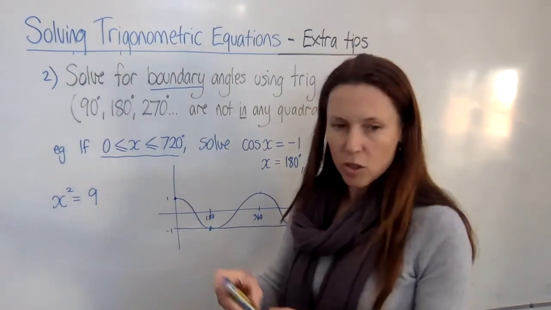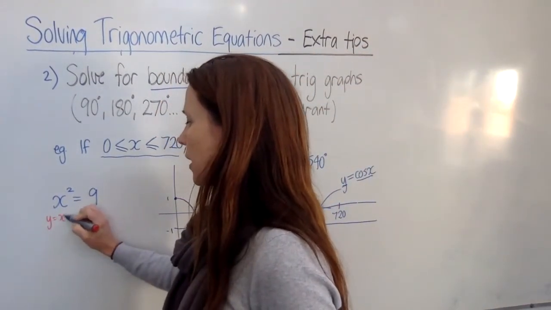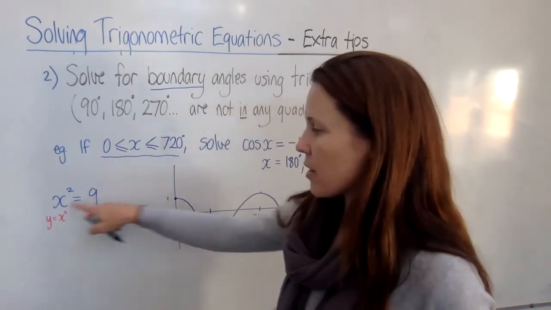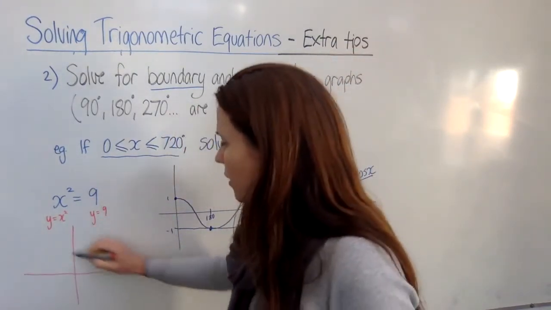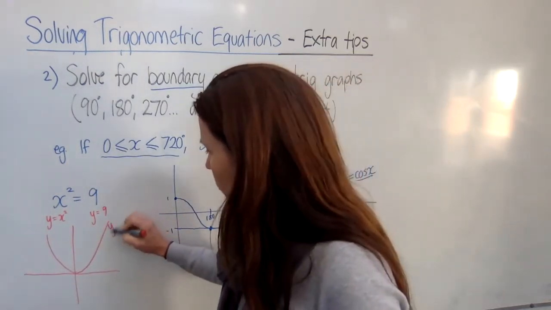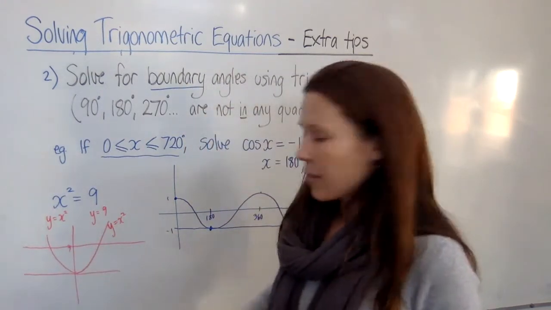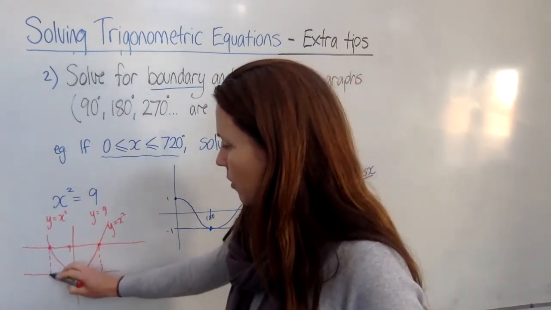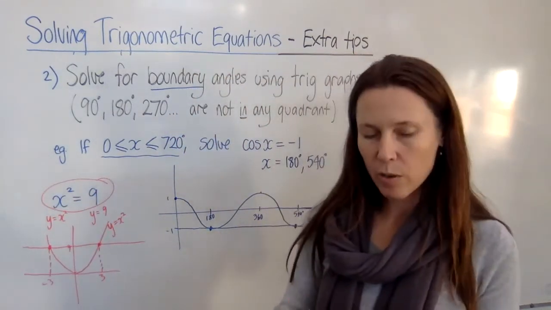But just have a look at this as a little strategy. If I was to graph y equals x squared, and I was to graph y equals 9, because notice there's no y in either of these sides of the equation, then I know y equals x squared is a parabola, looks something like this. And so I've graphed y equals x squared, and I can also graph y equals 9. And the points where those two graphs meet up, those x values of 3 and negative 3 will be the answers to the original equation that you were given.